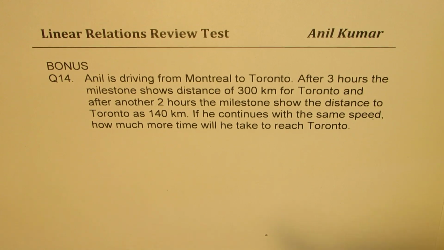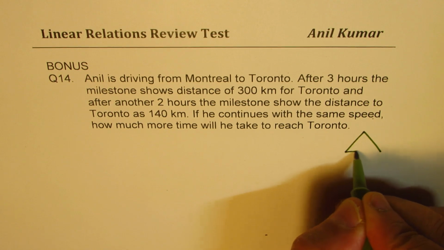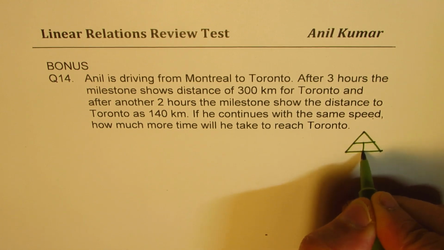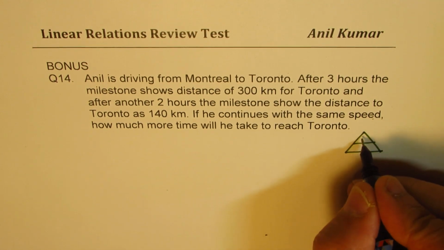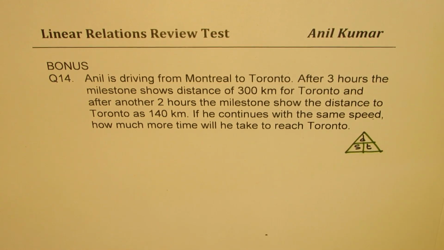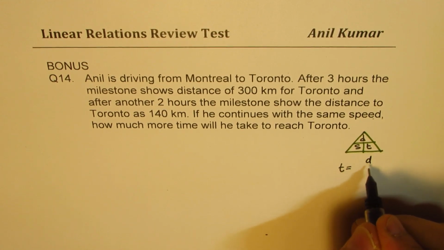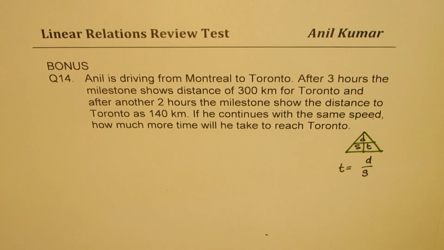What all you should know? First, you should know the distance-time relationship, right? So I'll make this triangle here. We know distance, d, is speed into time. That is one thing we should know, right? So, and from here we can say time is distance divided by speed. Perfect. So that is what you should know.